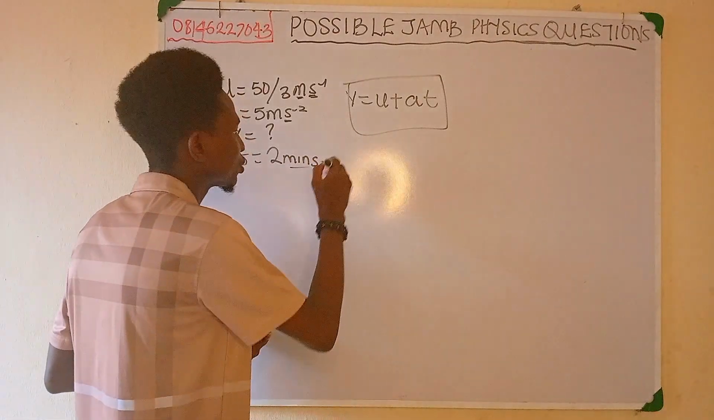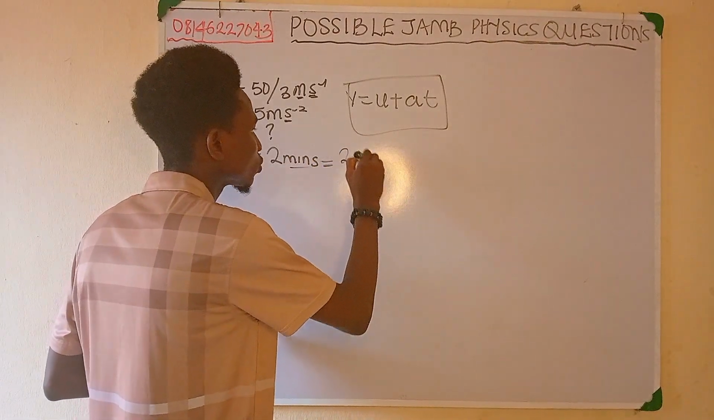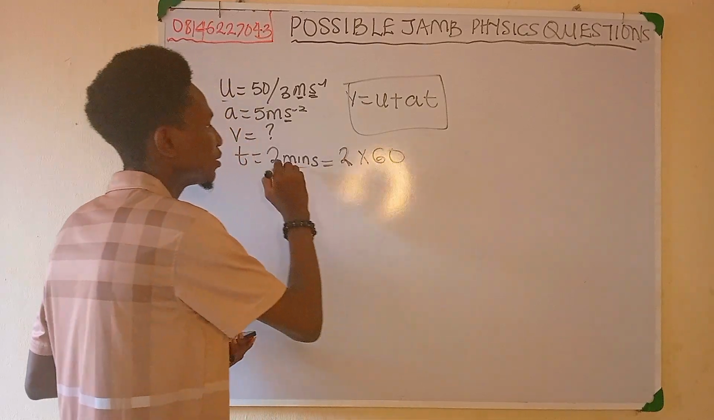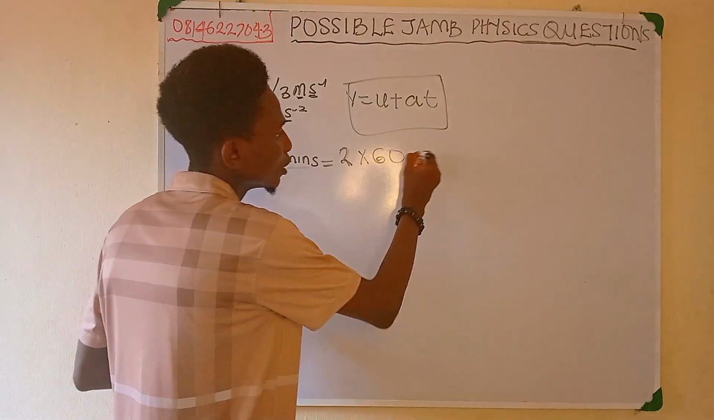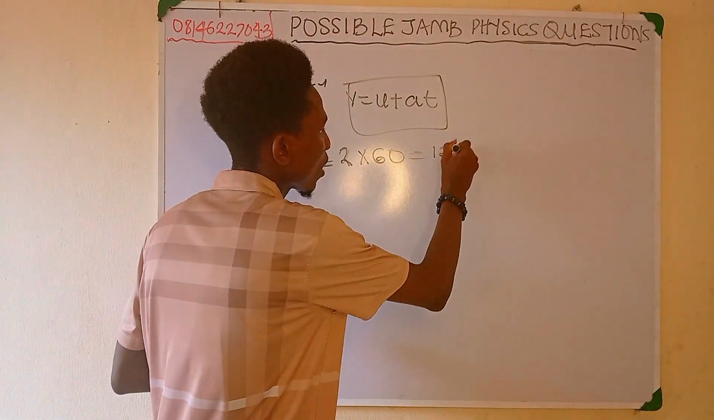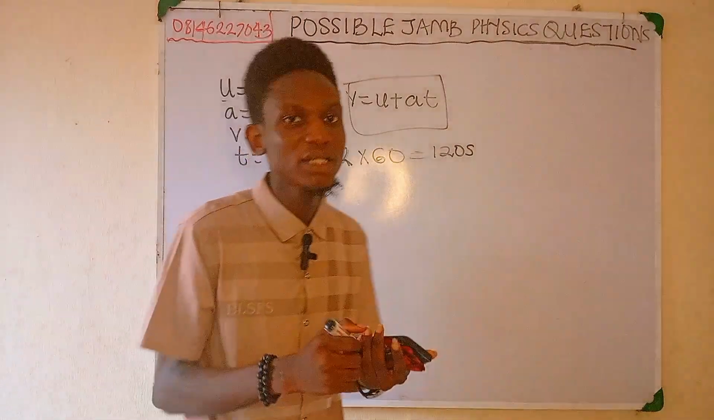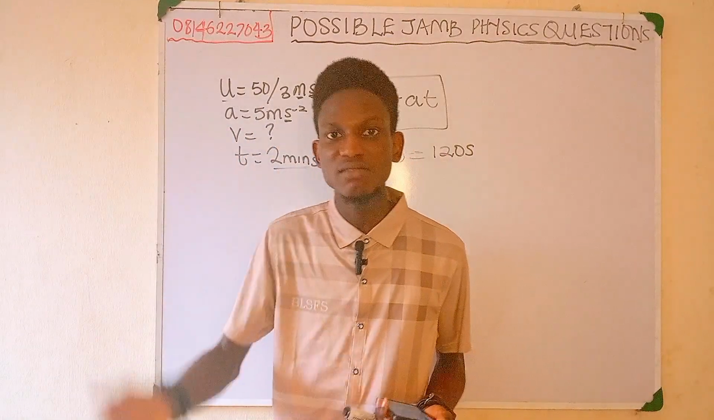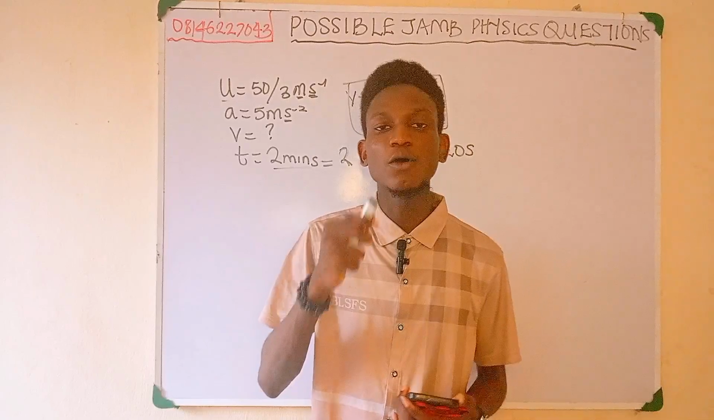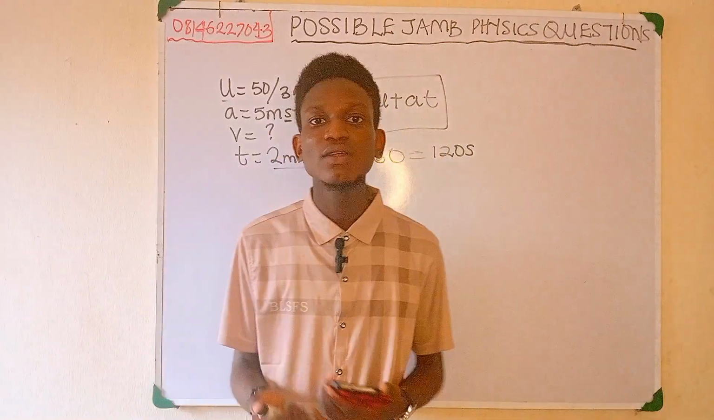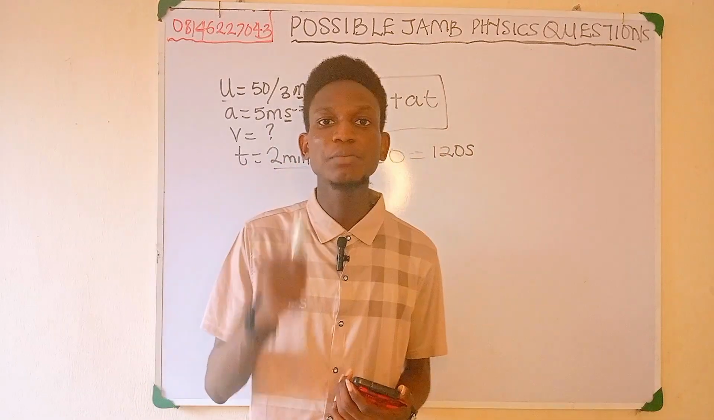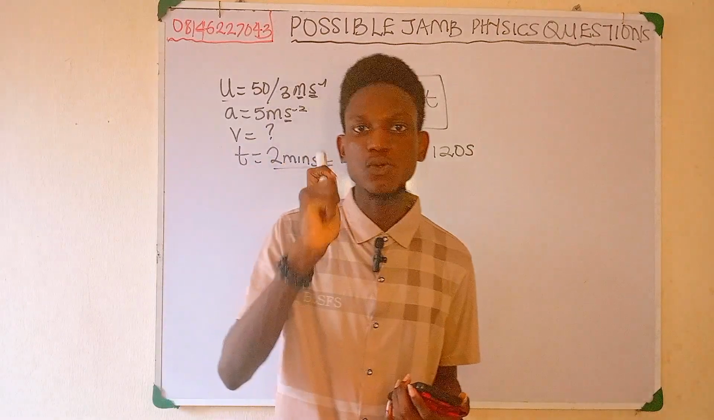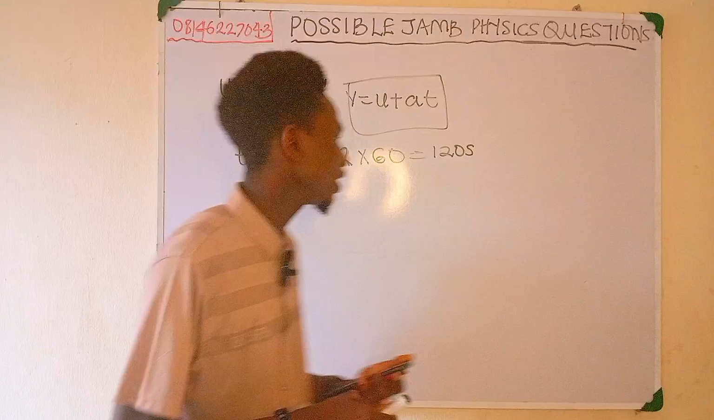Now, how do you change to seconds? 1 minute equals 60 seconds. So I'm going to multiply the 2 times 60 to give us seconds. So we're going to get 120 seconds. 1 minute gives us 60 seconds, 1 hour gives us 60 minutes. So if you want to change from hour to minutes, you multiply by 60. If you want to change from minutes to seconds, you multiply by 60. And if you want to change from hour to seconds, what do you do? 60 times 60.